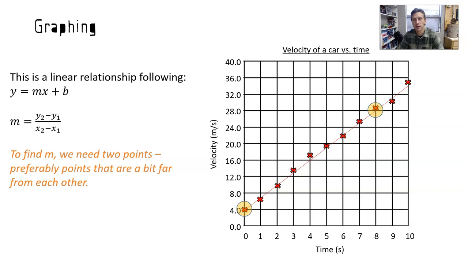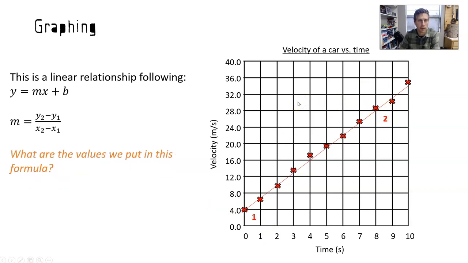Doesn't matter which one I pick as 1 or 2. I went with 1 down here and 2 up here. Okay, and so we need to put values in there. So y2 is the y coordinate for point 2. And here it is. Snap, it's 28. y1 is the y point for my first point, and that is 4.